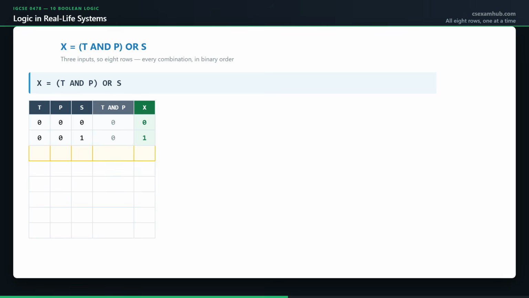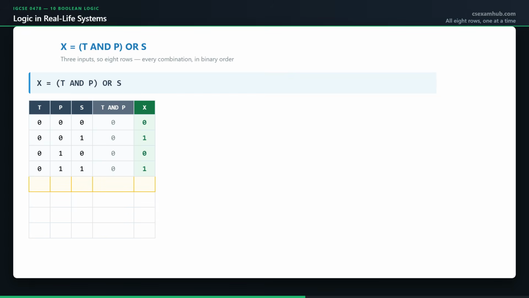Row 3, pressure is high, but temperature is not. T and P is 0 because AND needs both, and S is 0, so no alarm. Row 4, pressure high and switch pressed. The switch triggers it. Alarm on.